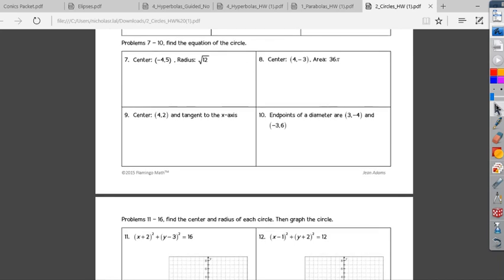Problems 7 through 10, find the equation of the circle. You have a center of -4, 5 and a radius of the square root of 12. Remember, I'll do it very thoroughly for the first one, but then not as thoroughly for the next ones. x minus h squared plus y minus k squared is equal to r squared. So plugging in, -4 is h, 5 is k. Our radius, the square root of 12, is equal to r.